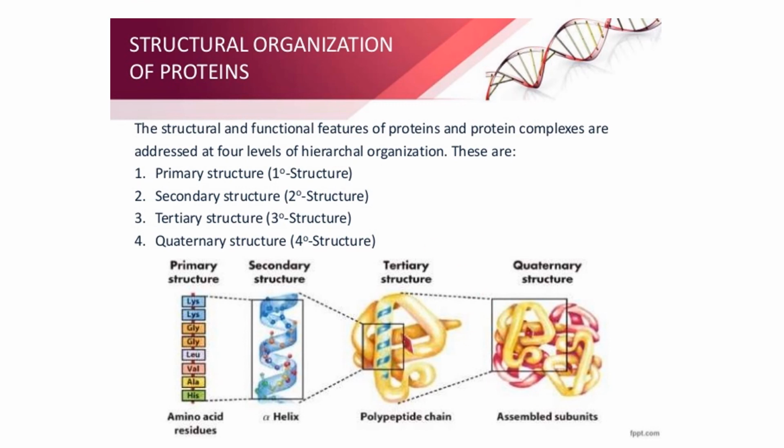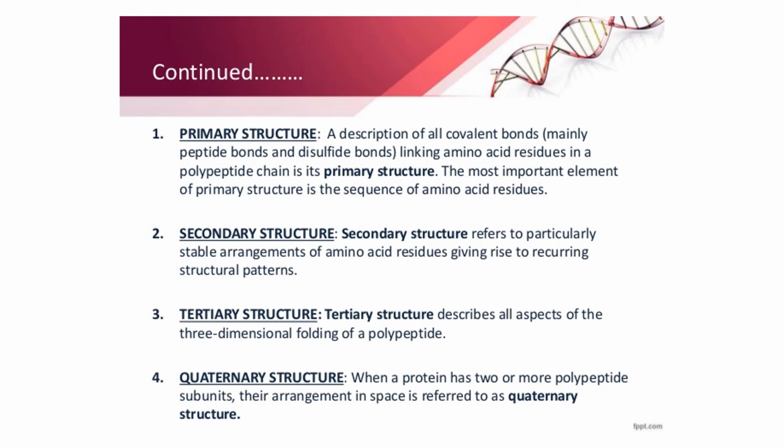Now next is the primary structure. It's a chain of amino acid residues held by covalent bonds such as peptide bonds and disulfide bonds. So the primary structure is made up of a polypeptide chain. The most important element of primary structure is the sequence of amino acid residues. Now what is secondary structure? Secondary structure is the stable arrangement of amino acid residues giving rise to recurring structural patterns.